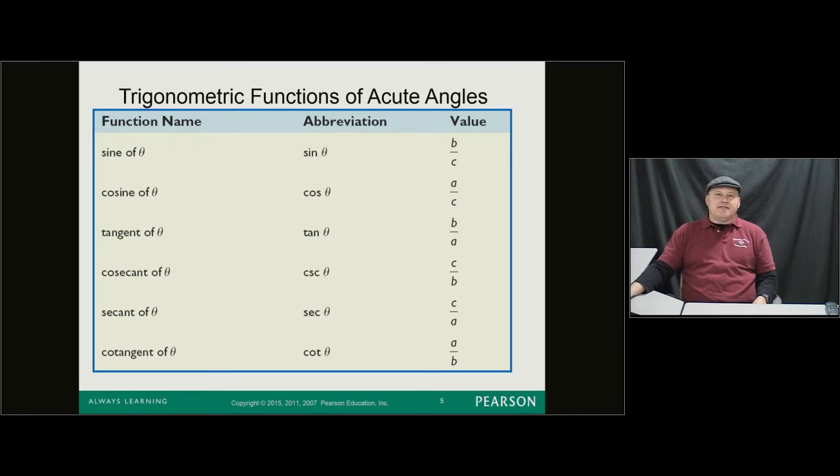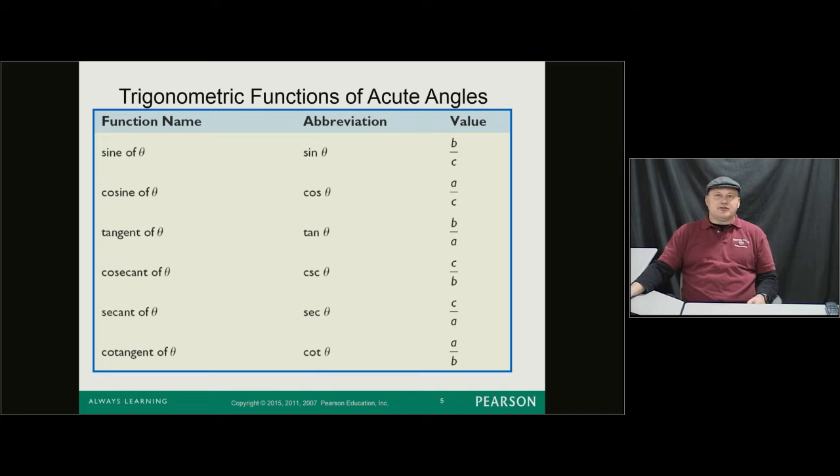So the sine of theta is the value of b over c. And the cosine of theta, abbreviated cos of theta, is a over c. And the tangent of theta is b over a. Now you're like, is there a way to remember this? Yes, and we'll talk about that in a second. Now look at cosecant, abbreviated CSC of theta. So it's c over b.